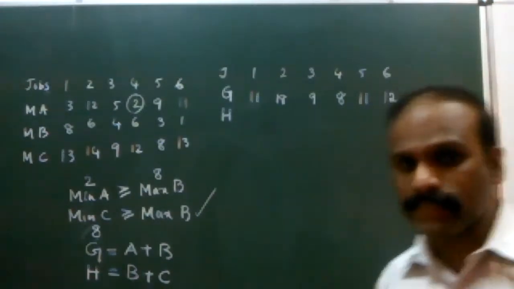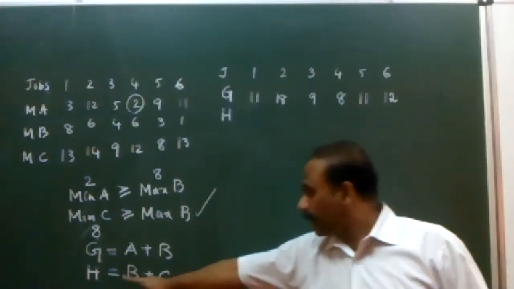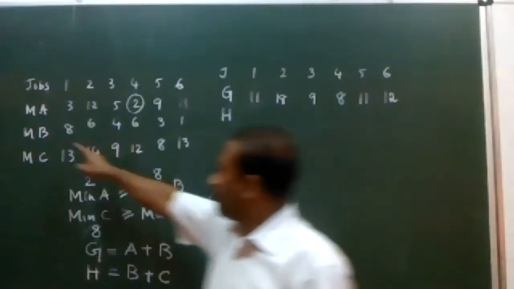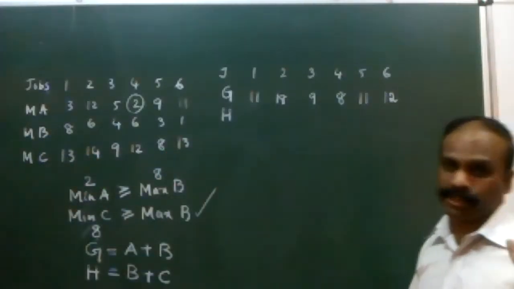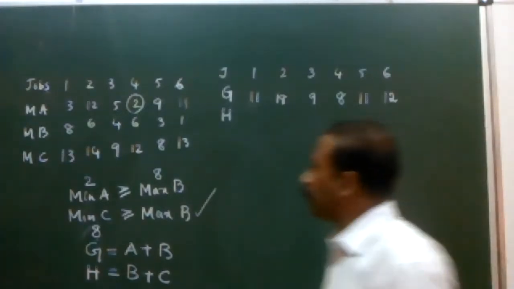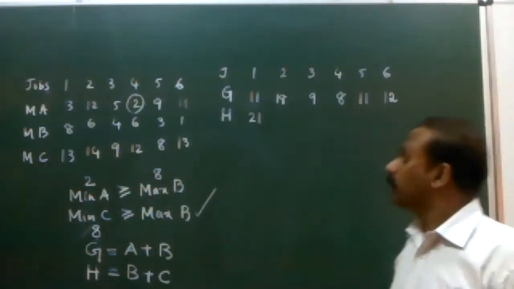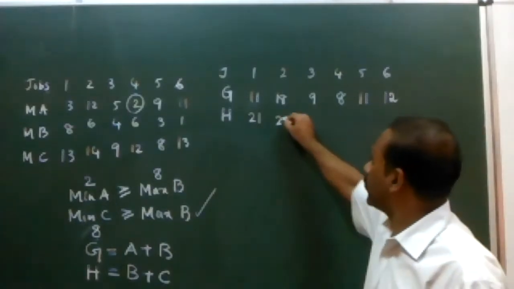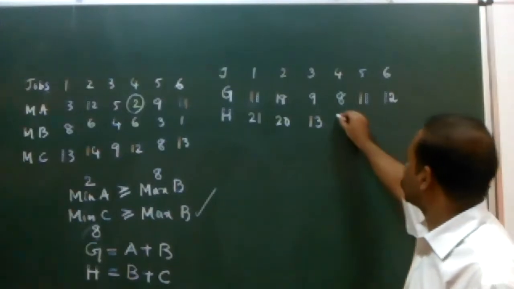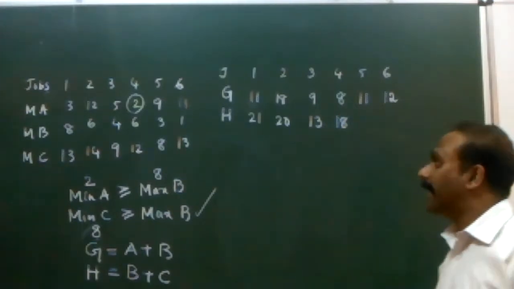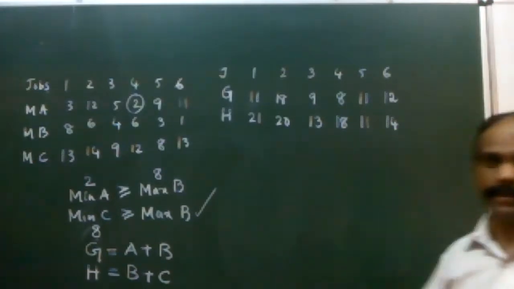On the same lines, I will calculate the values of machine H. Now what is the machine H formula? B plus C. That is, machine B and machine C should be added, and then I am supposed to write the values of H. Okay, so let's start doing it now. So 13 plus 8, it becomes 21. 14 plus 6, it becomes 20. 9 plus 4, it becomes 13. 12 plus 6, it becomes 18. 8 plus 3, it becomes 11. And 13 plus 1, it becomes 14.